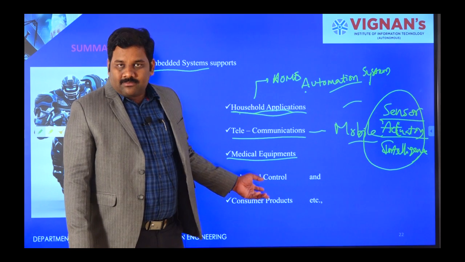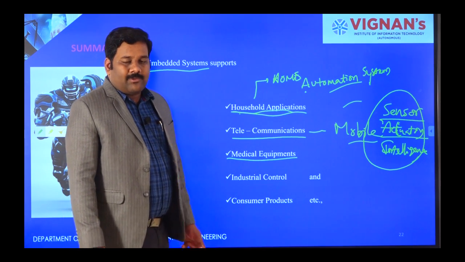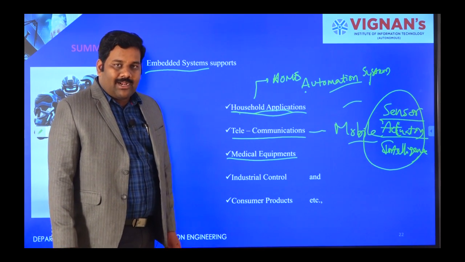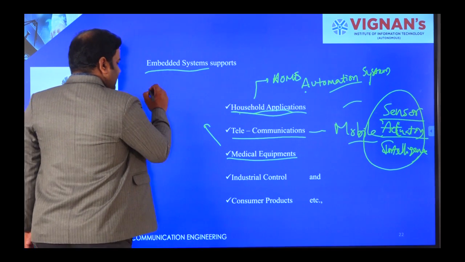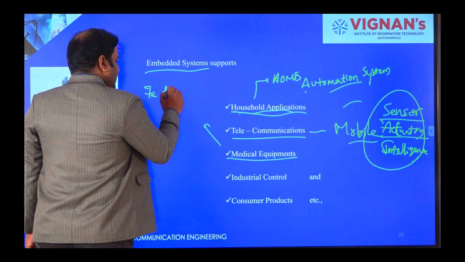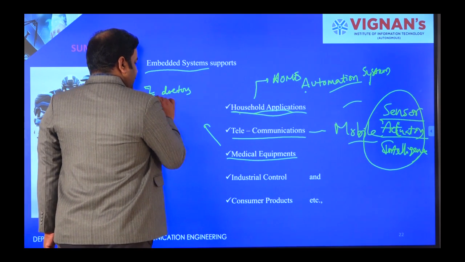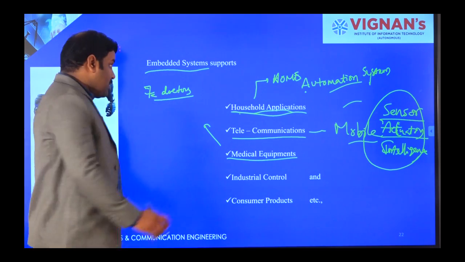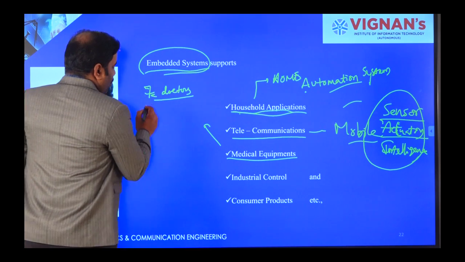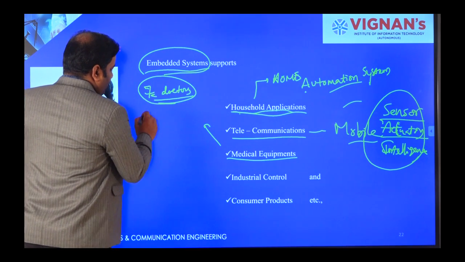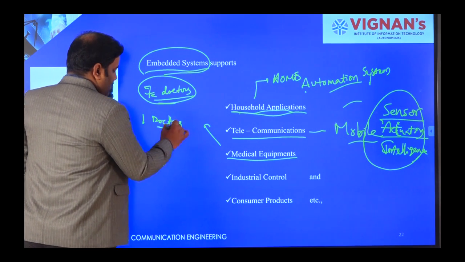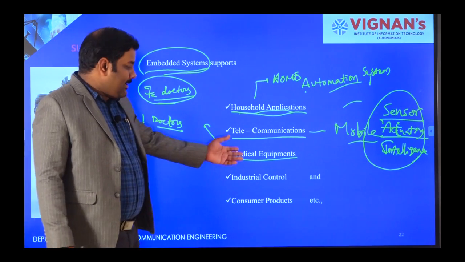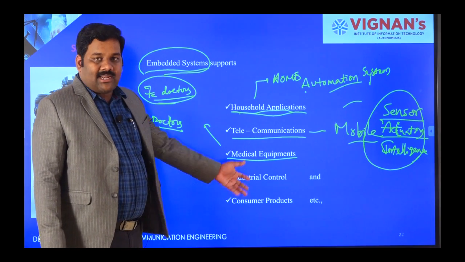Medical equipment means, for example, one person has a problem and comes for a surgery. Usually, 7 doctors will take care of that surgery. But because of an embedded system, no need of 7 doctors. 1 doctor is enough to operate on that person and save his life.